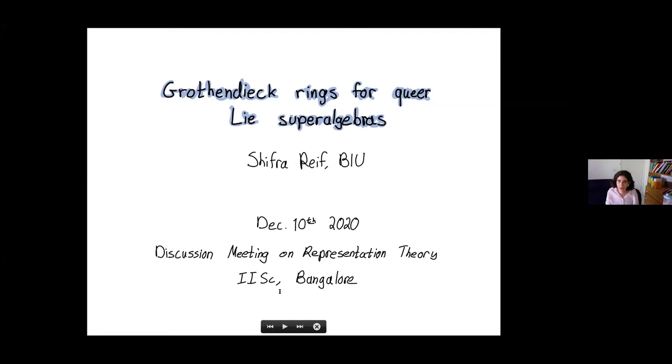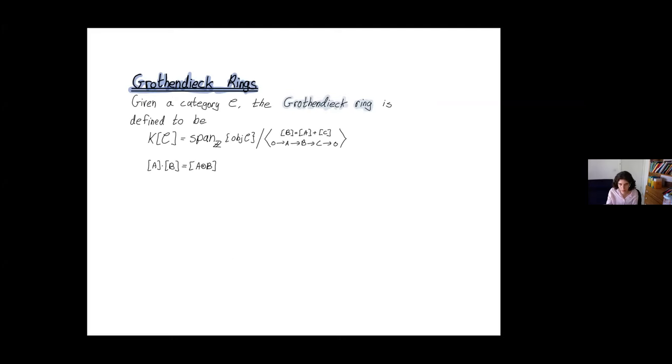So I'm speaking about Grothendieck rings for superalgebras, this time for the queer superalgebras. The Grothendieck ring, maybe we should just recall: if we have a category, and we can say it's abelian or has some nice properties, we can take the Z-span of the objects and we can mod out by this relation, pretending that all sequences split for our purpose.